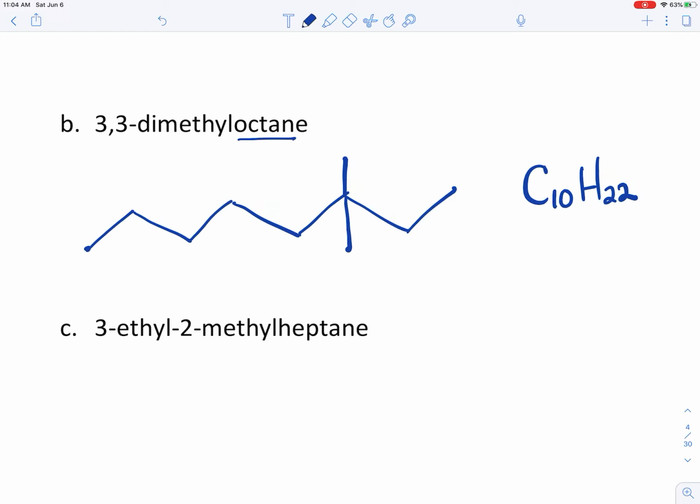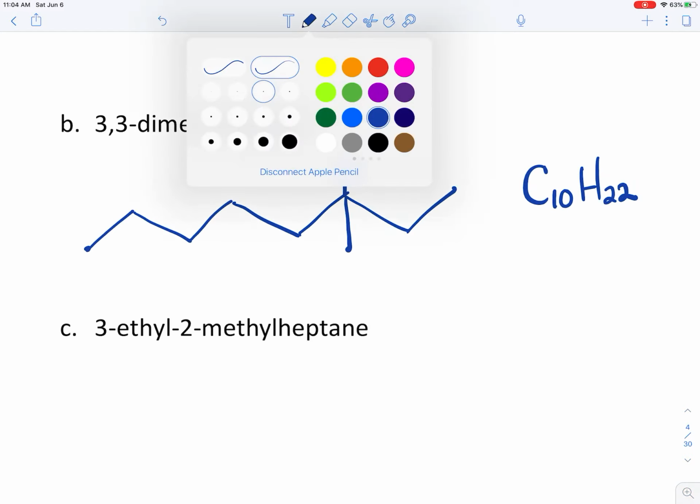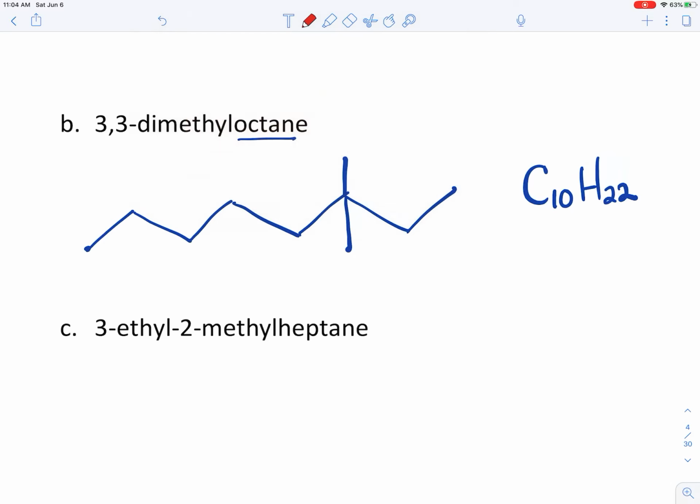Now remember, when you look at a bond line formula, you have to understand that the carbons and hydrogens are understood to be there because they're not shown in the diagram. So at every vertex, there is a carbon atom. That's what you should imagine. And then the number of hydrogen atoms is to give each carbon a total of 4 bonds. So if you're an end carbon, you have only 1 bond, you'll get 3 hydrogens.